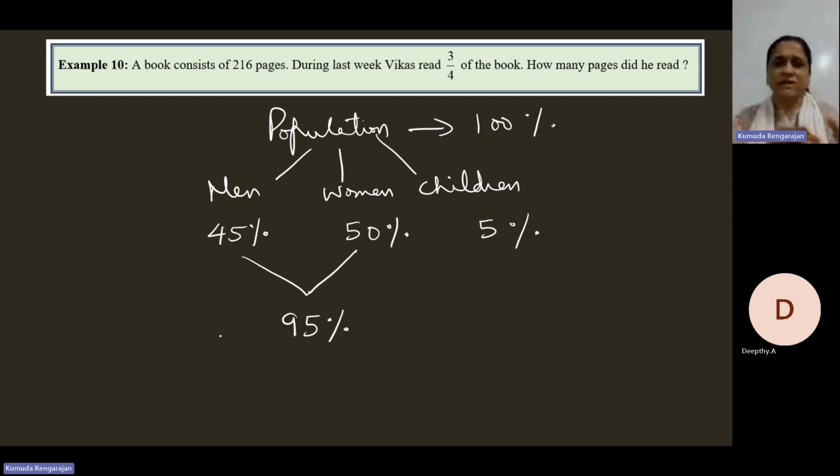See, the total can be divided into any number of parts. Not 2 parts, 3 parts, it depends. Here the total is the population. So that is 100%. That's taken as 100%. So if the population of men is 45% and the population of women is 50%, 45 plus 50, so 95% of the population we have seen now. So the remaining is 100 minus 95, 5%. 5% of the population comprises children.